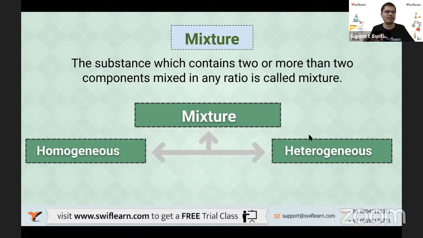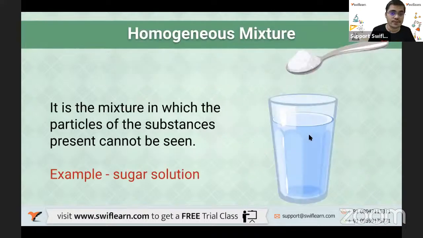And heterogeneous, the best example is oil and water, is it not? So when you add water and oil together, what happens? You can see the oil on the top surface and the water below it. You can see the separation exactly. That's what a heterogeneous substance is, right?